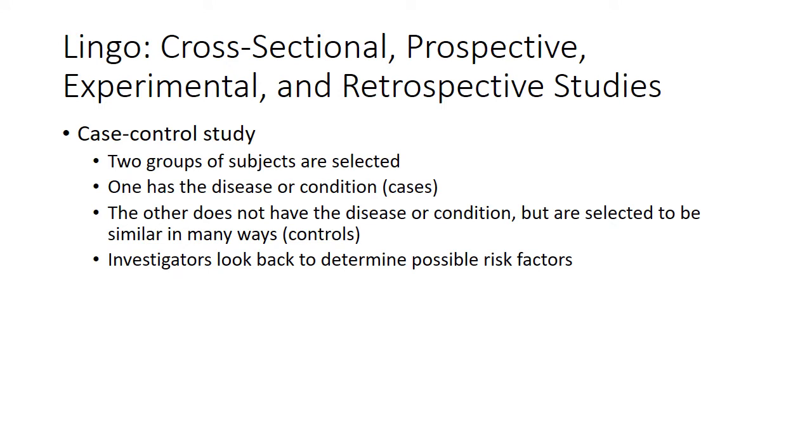Another type of study you've probably heard of is a case control study, where we get two groups of subjects and divide them based on whether they have the disease or not. With the smoking and lung cancer example, we would take patients with lung cancer and patients without lung cancer. Those with the disease are our cases, and we typically match them with people who do not have the disease. Those are our controls.